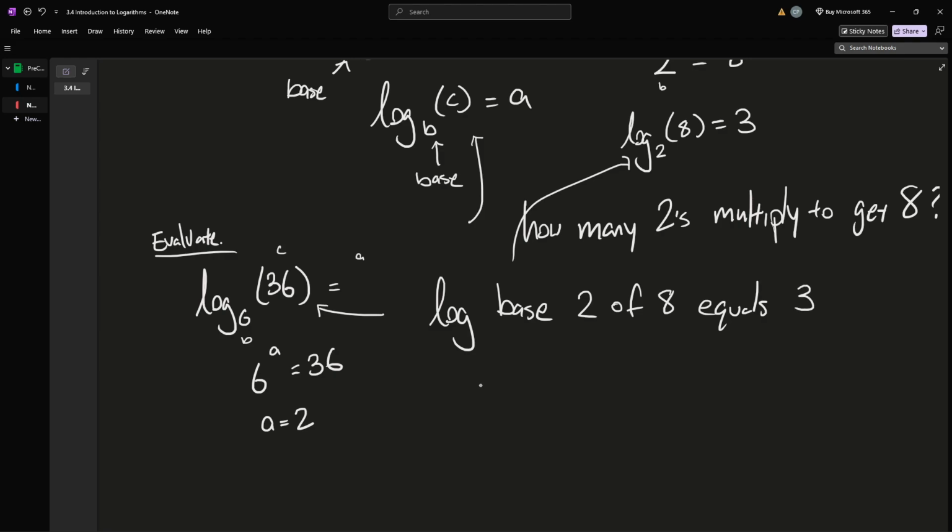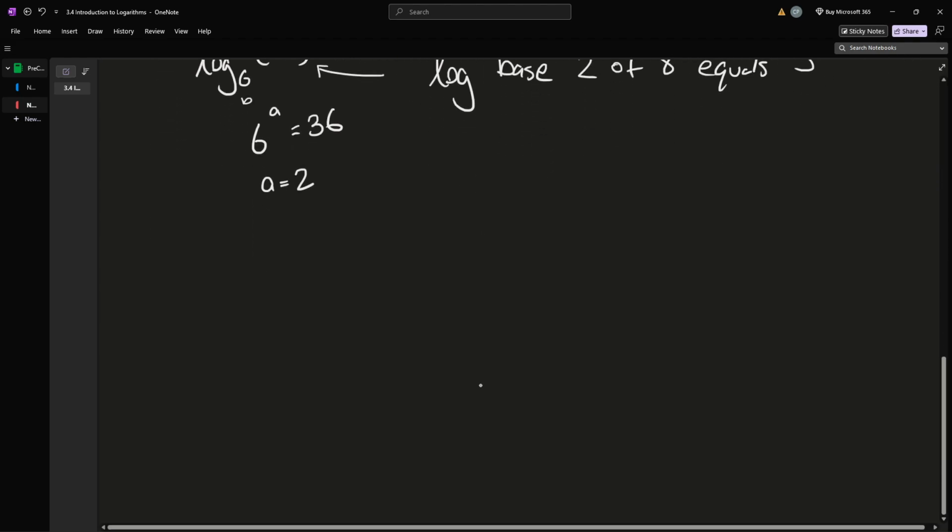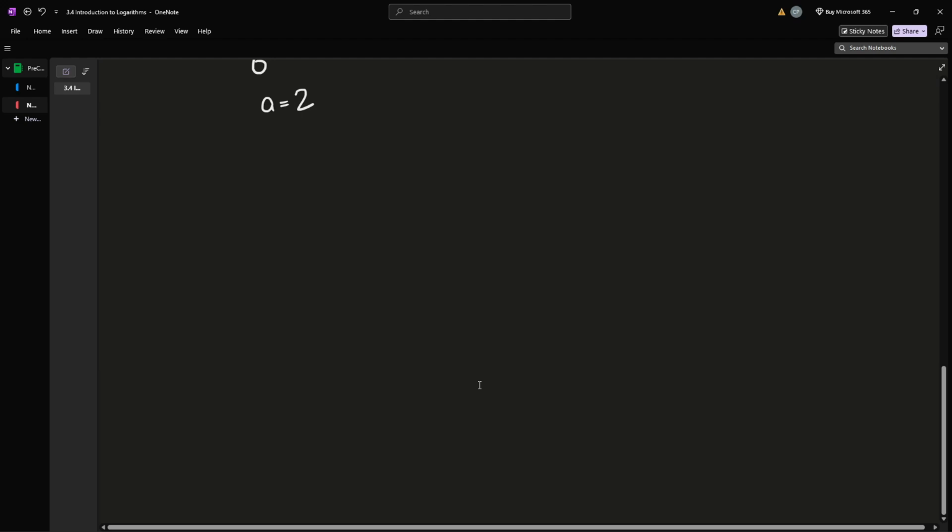Log base 2, it is the base, similar to exponents. So log base 2 of 8 equals 3. That is how we say it. Log base B of C equals A. Log base 6 of 36 equals 2. We'll see that this is very flexible, this little relationship.